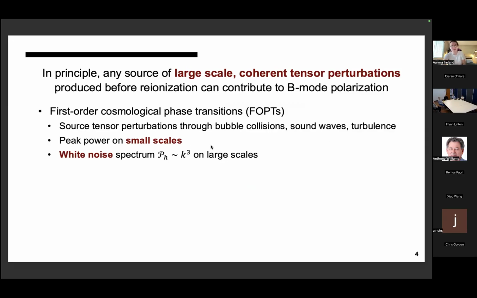Very generically, these predict peak power on small scales. Phase transitions are typically an early universe thing, when the cosmological horizon was smaller, so you get peak power on smaller scales. But even though that's where the peak is, you still do have power on large scales. It's just really suppressed. It's a white noise spectrum that corresponds to uncorrelated fluctuations, and it has a characteristic k to the third scaling.